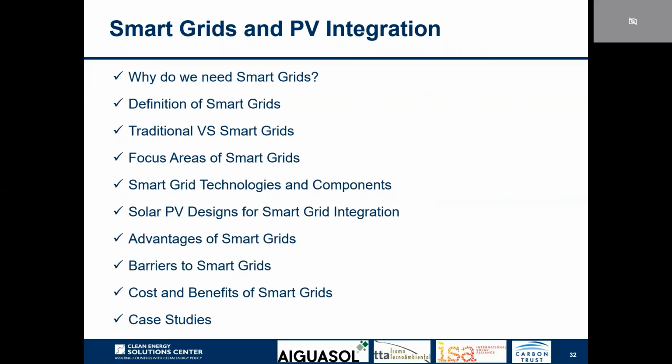Another webinar, smart grids and the role of photovoltaics in smart grids. This webinar deals with several issues that are listed here. Why do we need smart grids? How can we define smart grids? What is the difference between smart grid and the traditional grid? Focus areas, technologies, components, the different designs that are specifically aiming for the integration of PV systems into smart grids, the advantages, barriers, costs and benefits of PV systems integration into smart grids, and again some case studies.